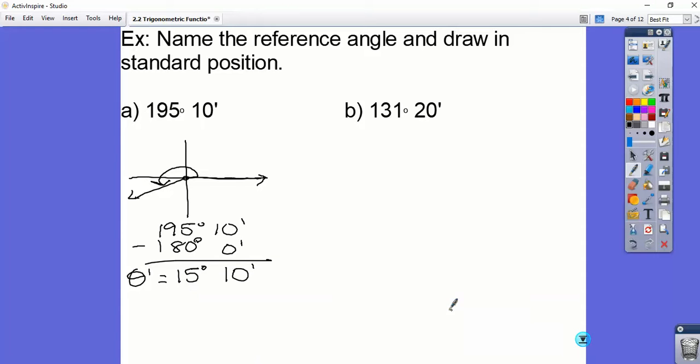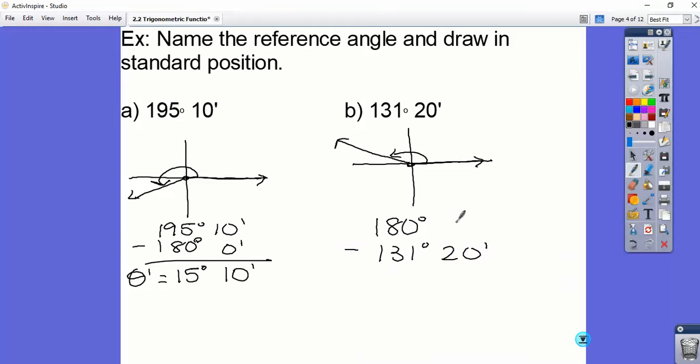You guys do B for me. Draw it and give the reference angle. Your angle would look like this. So how do I find the reference angle? 180 minus that. So this time we have to borrow. So we get 48 degrees, 40 minutes for the reference angle.